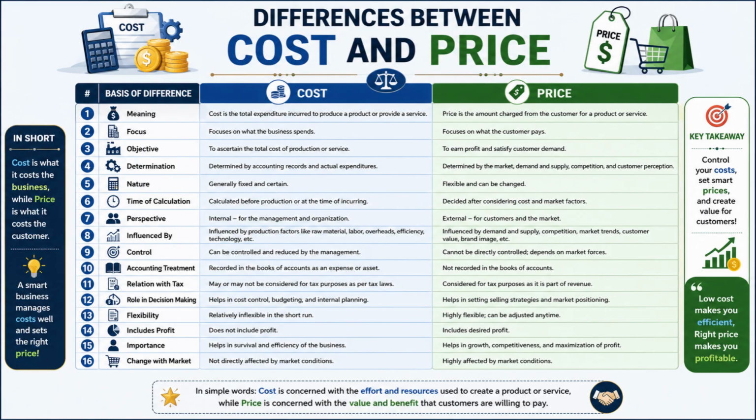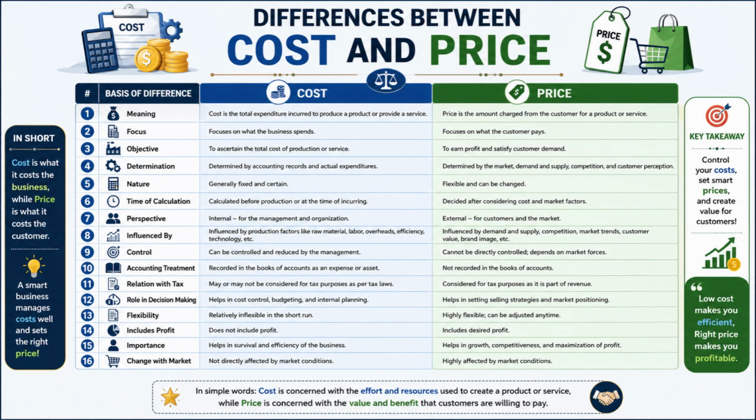Number 10. Cost is recorded in the books of accounts as an expense or asset, whereas price is not directly recorded in accounting books. Number 11. Cost may or may not be considered for tax purposes depending on tax laws, whereas price is considered for tax purposes because it forms part of revenue. Number 12. Cost helps in budgeting, cost control, and internal planning, whereas price helps in selling strategy and market positioning.